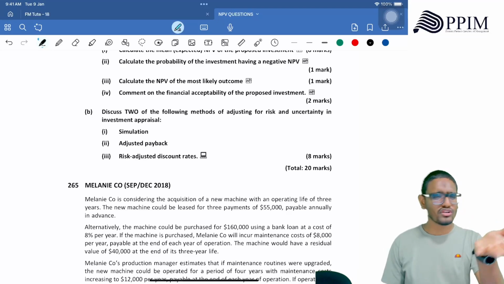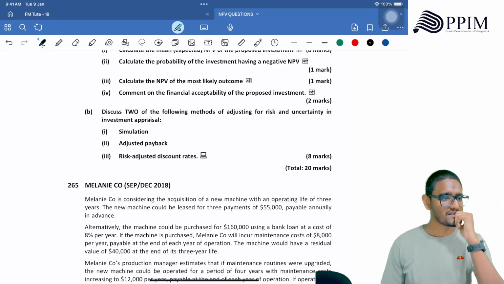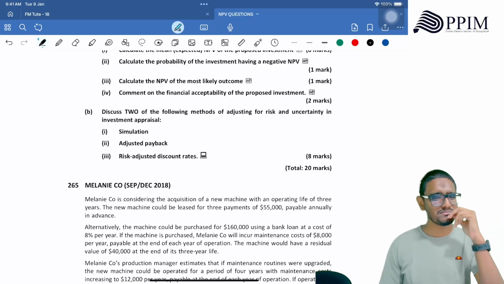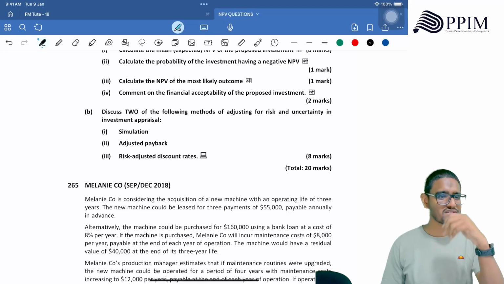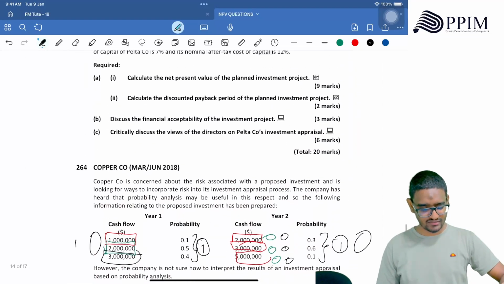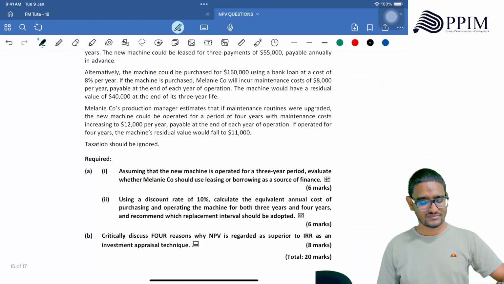Optional, no. If you don't know simulation, leave it. Go to adjusted payback and adjusted discount rates. Very simple. This is a past paper question, June 2018.